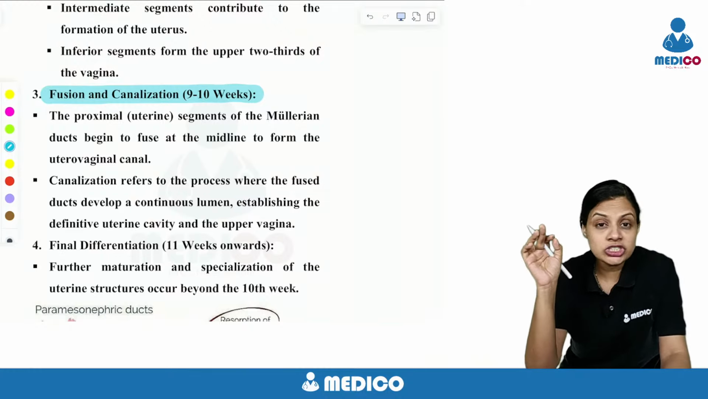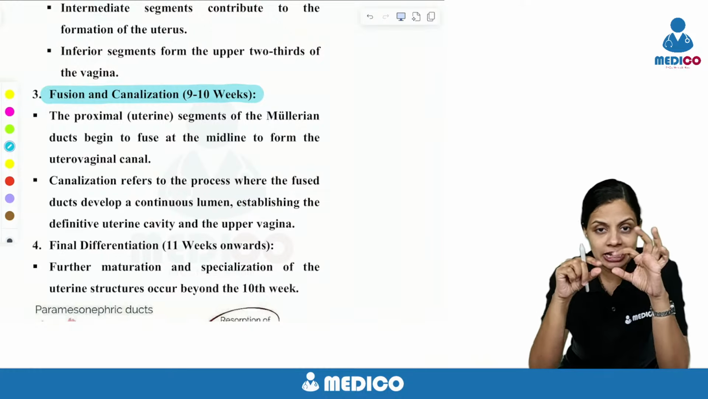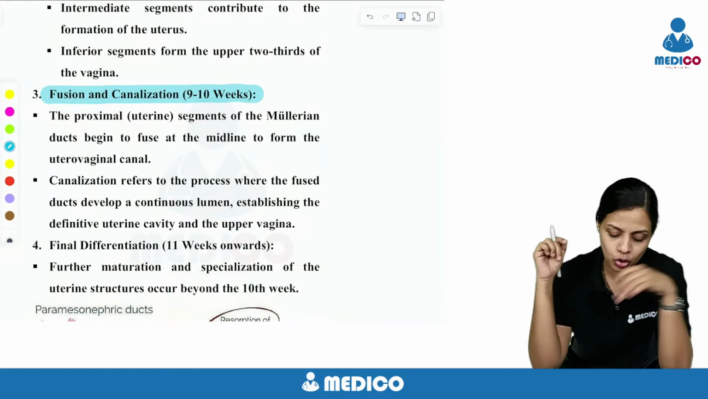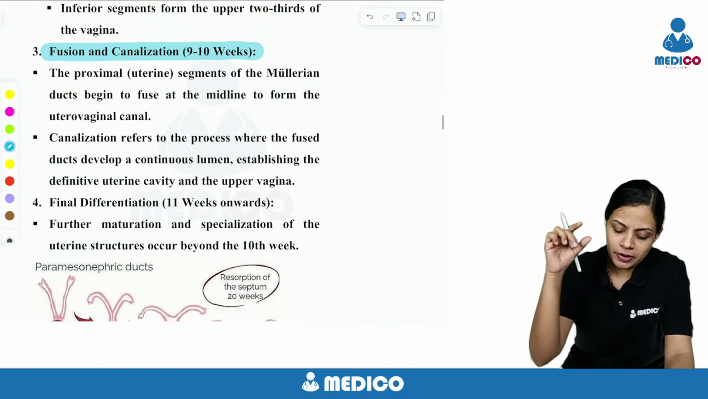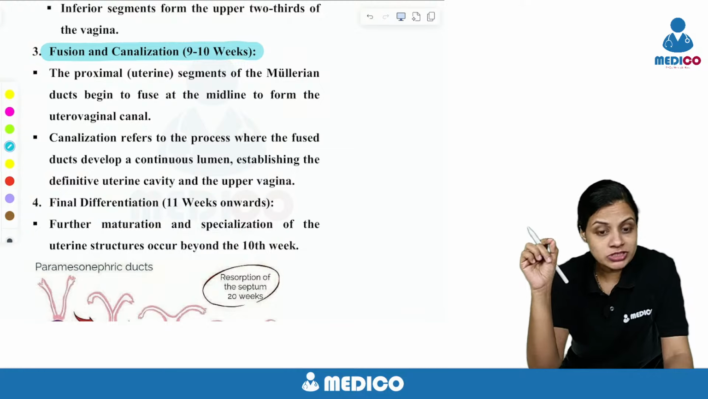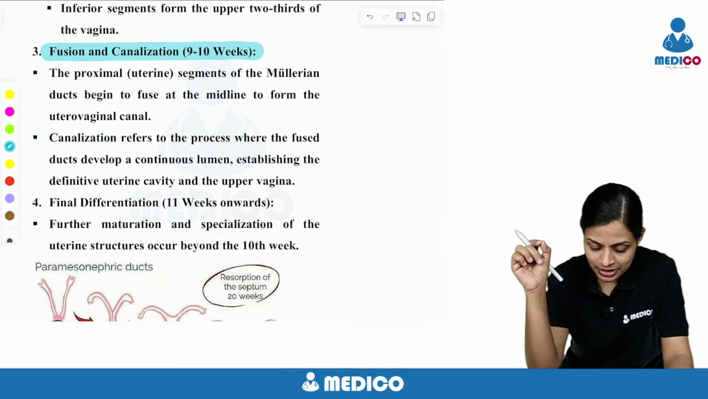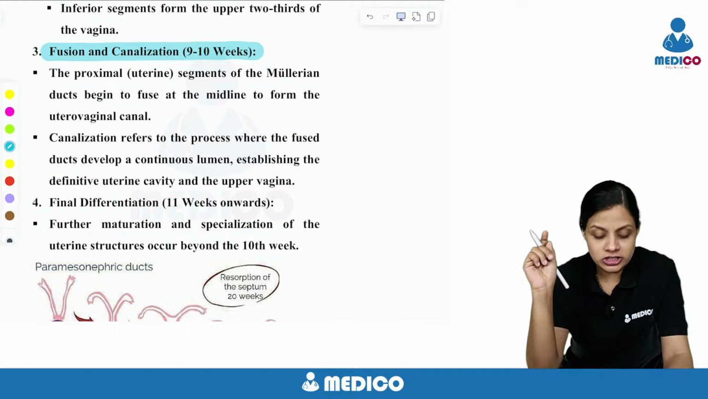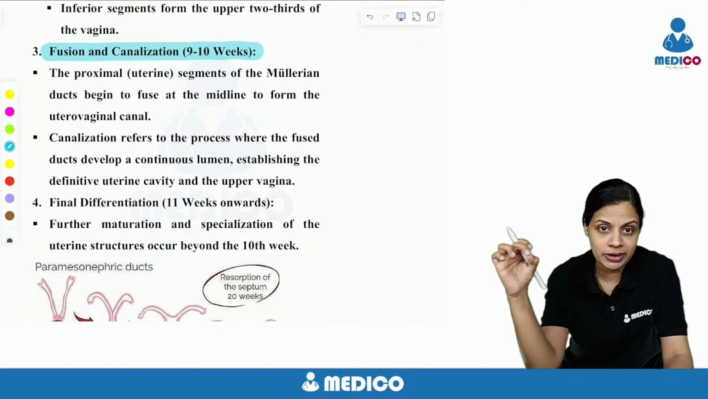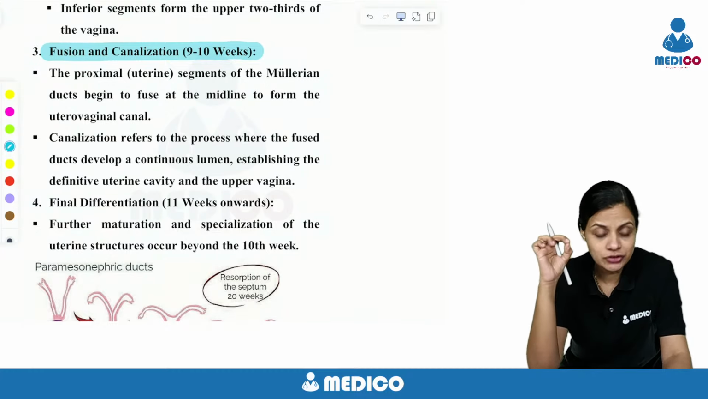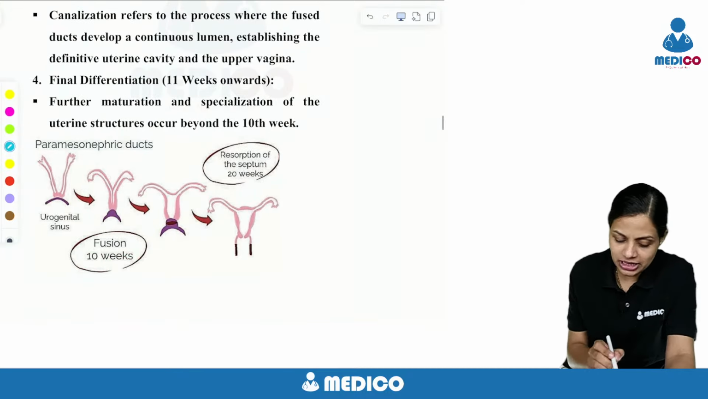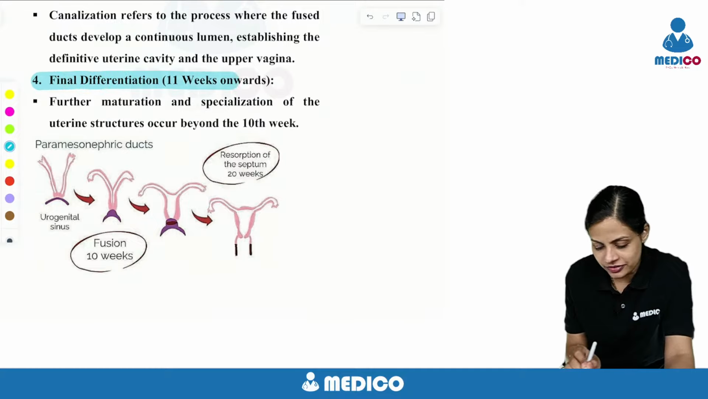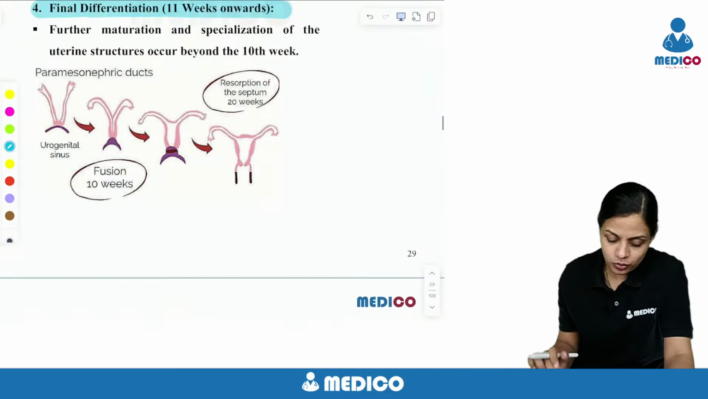Where does the fusion start? The fusion begins in the midline and it proceeds cranially and caudally. So the proximal parts fuse at the midline and form the uterovaginal canal, and then canalization occurs. Canalization is where the fused ducts develop a continuous lumen. This is establishing the definitive uterine cavity. And finally, you have got the 4th step, the final differentiation, that is from 11 weeks onwards.